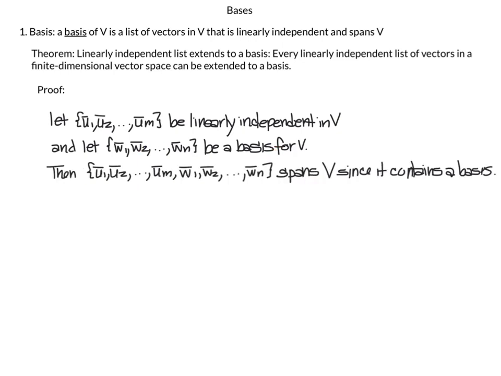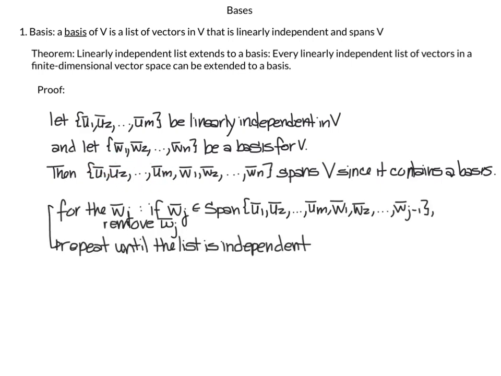Now, we know if we concatenate these two lists, so U1, U2 up to UM, W1, W2 up to Wn, that they span V because the list contains a basis, and the basis itself spans V. And of course, it has all this extra stuff. You could get rid of this extra stuff and you get back your original basis, but the idea is we want to expand this list here, the U list, to become a basis.